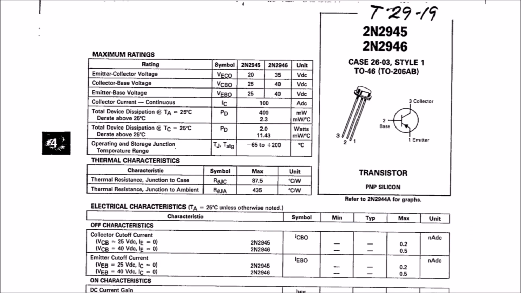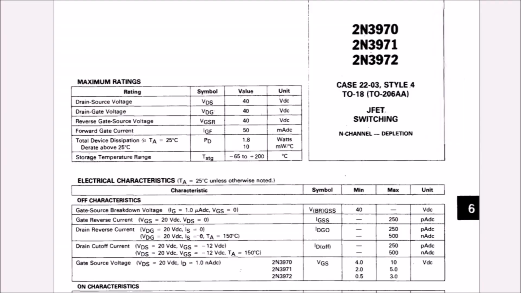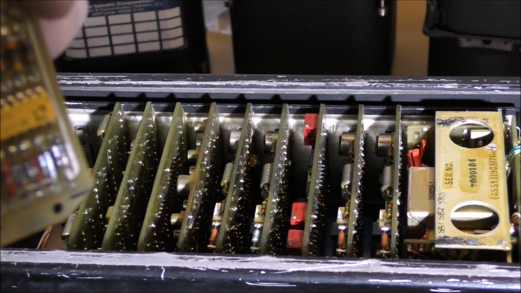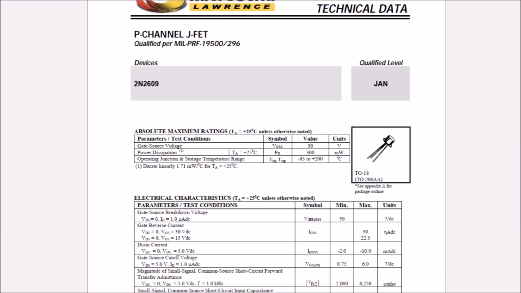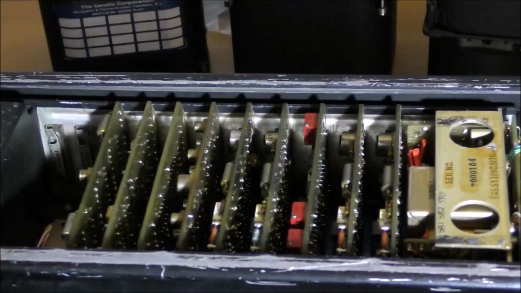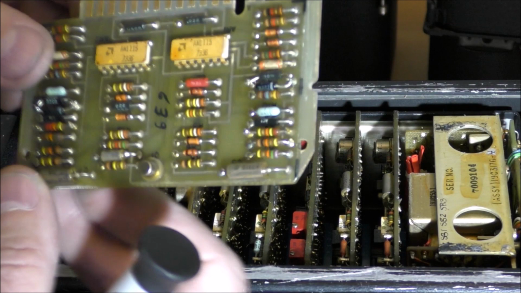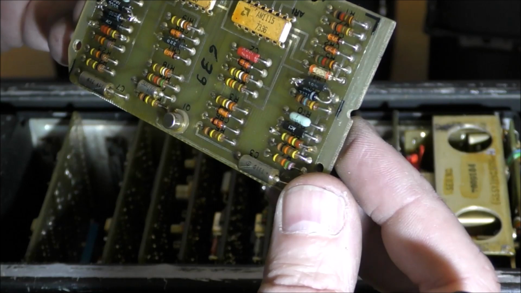This small one here is 2N2945. And there is a 2N3970. And the other one is a military part, JAN 2N2609. Okay, so we have the same IC 1115, date code 73, one transistor and various passive parts.